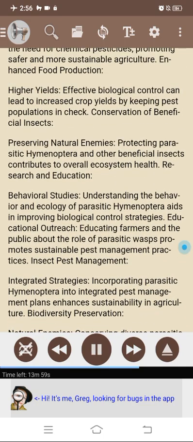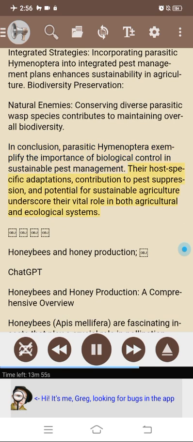In conclusion, parasitic hymenoptera exemplify the importance of biological control in sustainable pest management. Their host-specific adaptations, contribution to pest suppression, and potential for sustainable agriculture underscore their vital role in both agricultural and ecological systems. Honeybees and honey production.